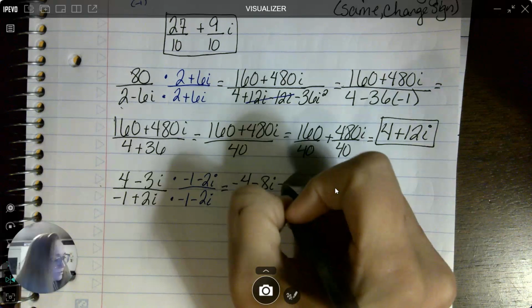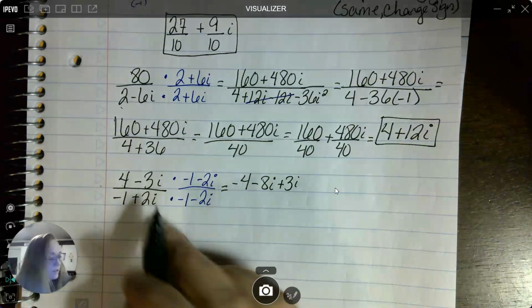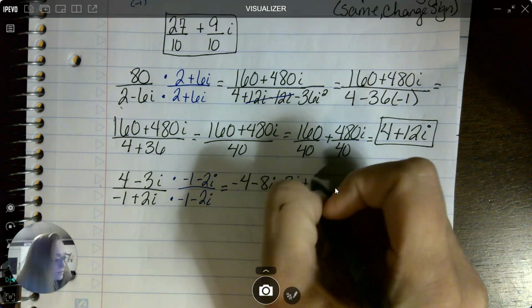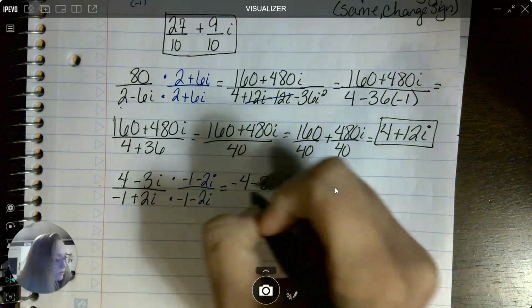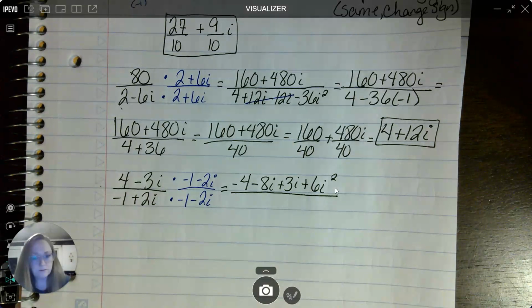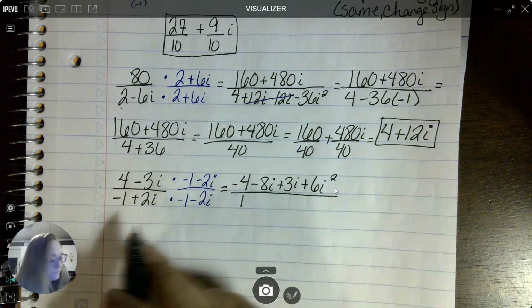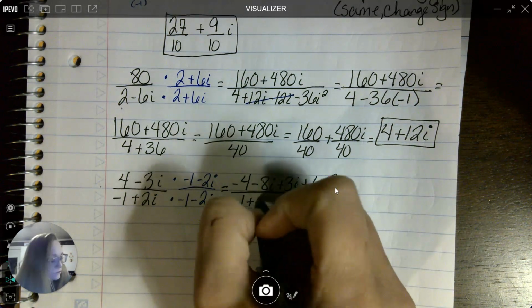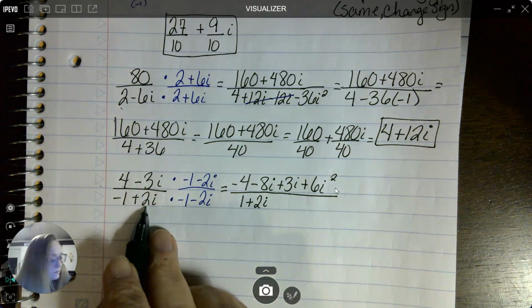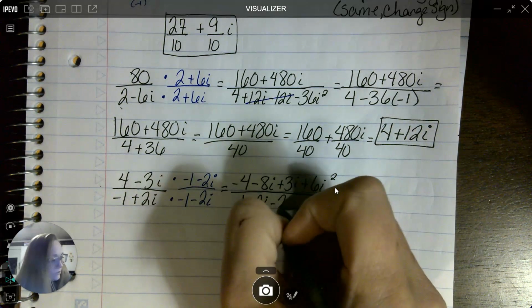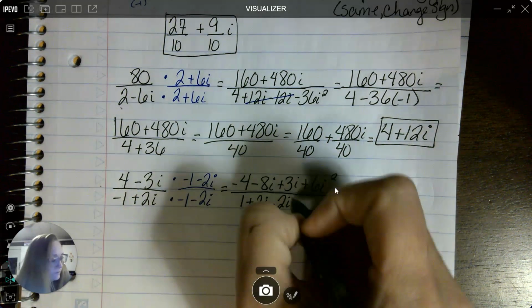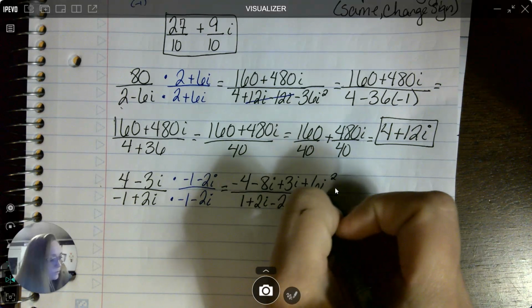-3 times -1 is a +3. Keep the i. Negative times the negative is a +6 i squared on top. Okay. -1 times -1 is a +1. And then I get plus 2i minus 2i minus 4i squared.